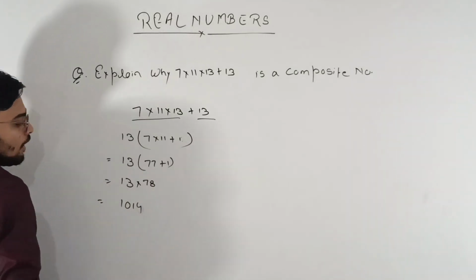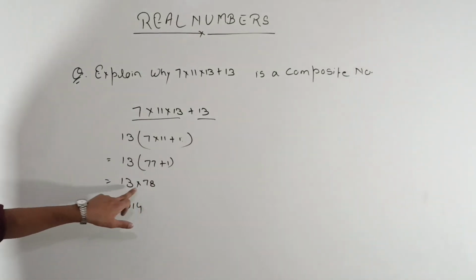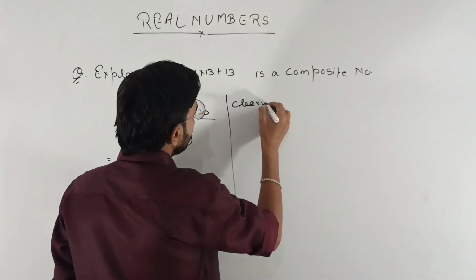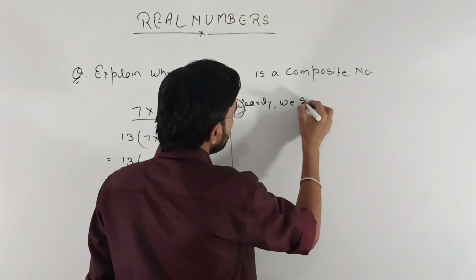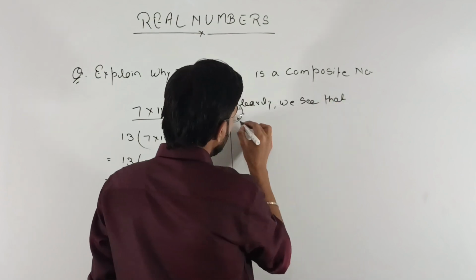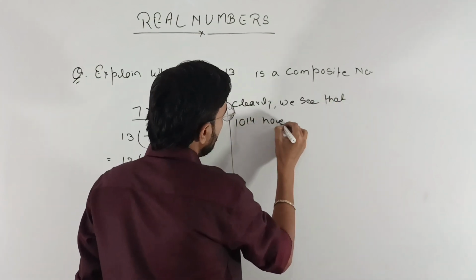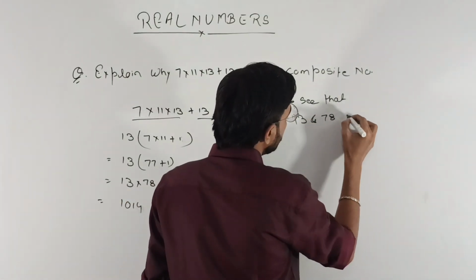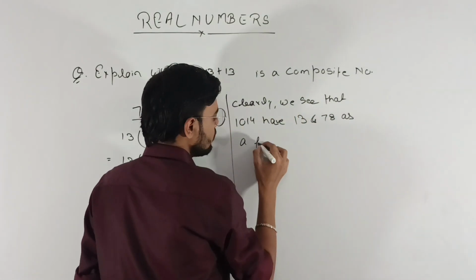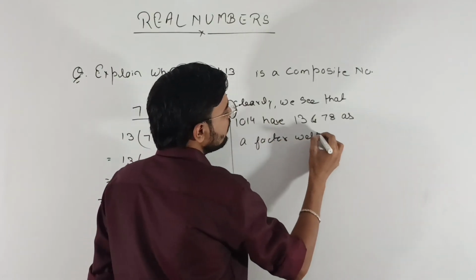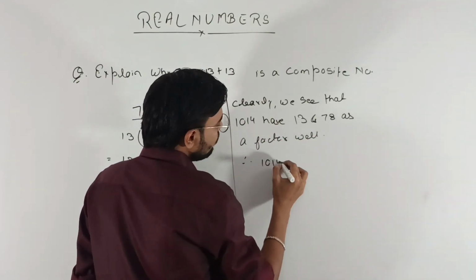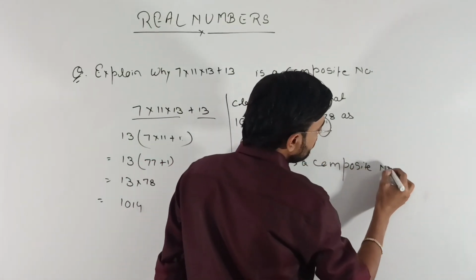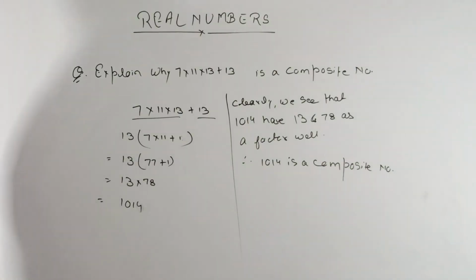1014. Okay. Now look, this 1014 has 13 and 78 as factors. So I write clearly: we see that 1014 has 13 and 78 as factors. Therefore, 1014 is a composite number. Let's see it again.